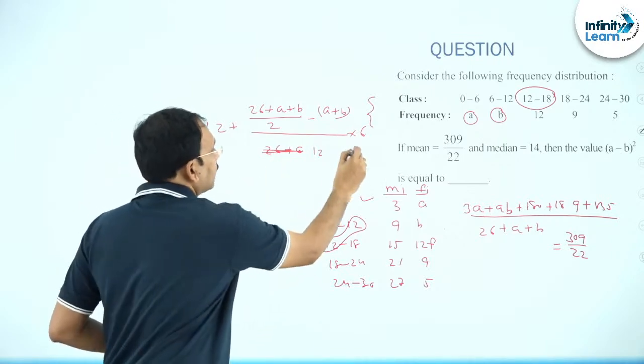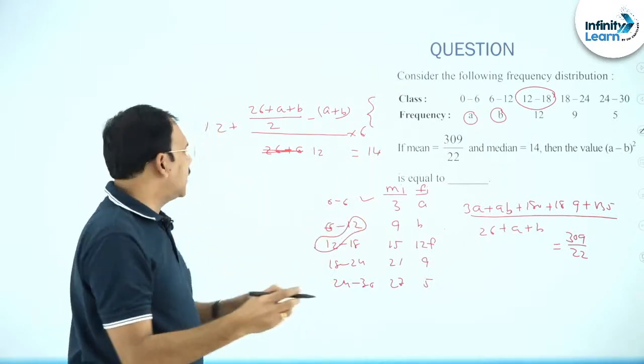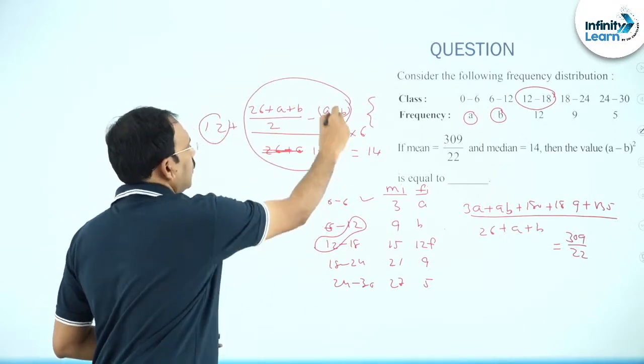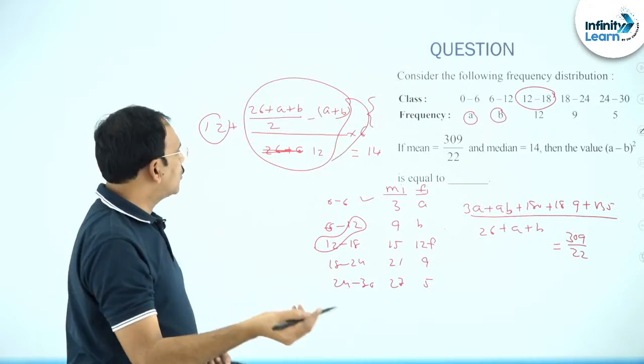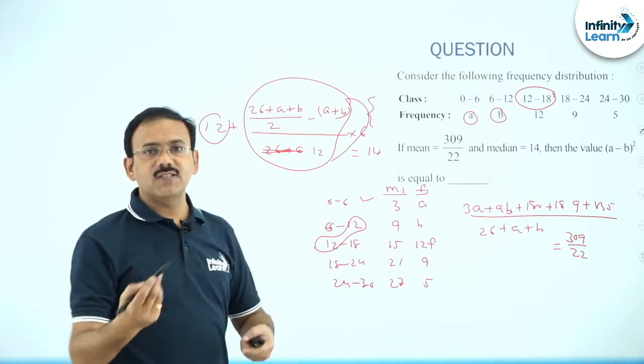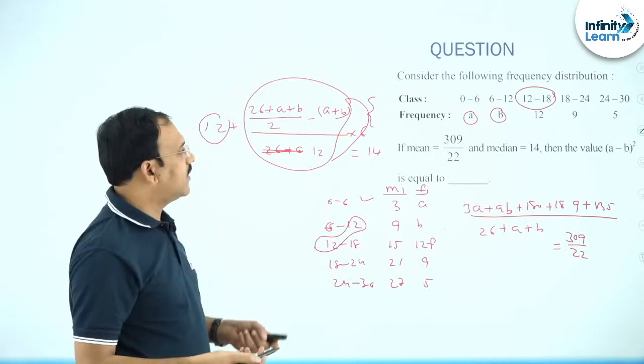This is given as 14. If you have little idea, since it is 12, you will directly write this step is equal to 2. So, you will get another equation in a and b, two linear equations in a and b, you can find a as well as b.